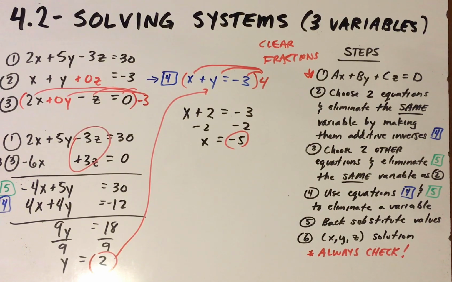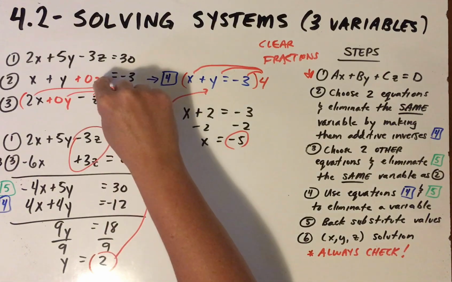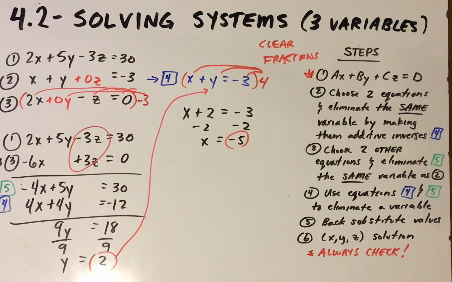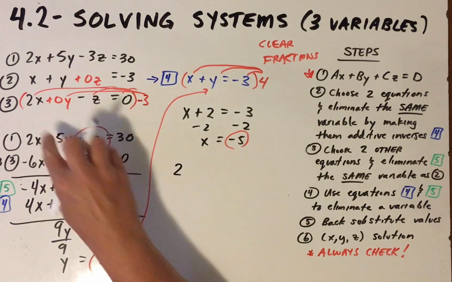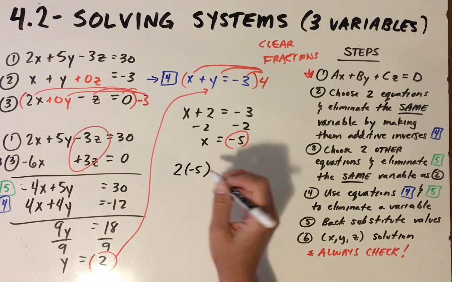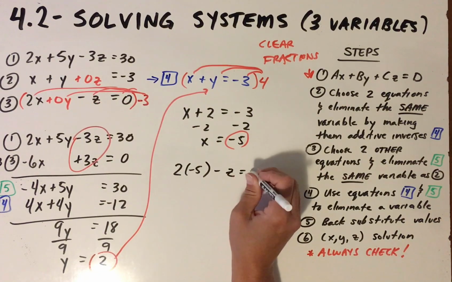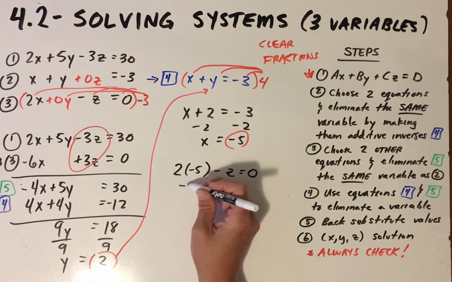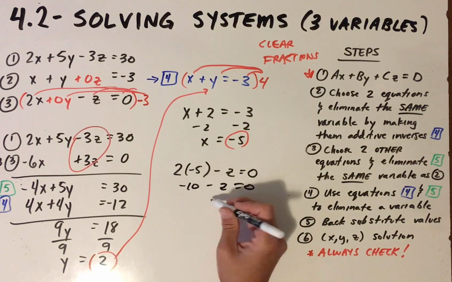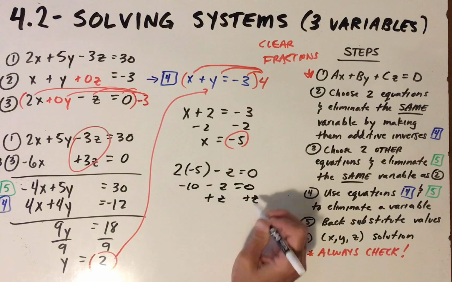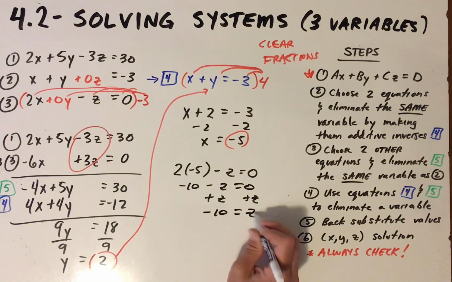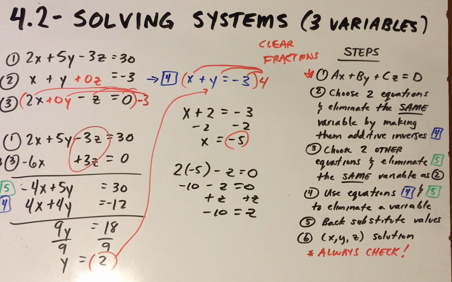So we can plug that back into any original. The problem is if I try to plug it into this original, there is no z, and if I try to plug it into here, there's no y, but maybe that's not a problem. Let's try plugging the x value into equation 3. So in equation 3, I get 2 times x, which is negative 5, minus z is equal to 0. Well that's a negative 10 minus z is equal to 0. If we add z to the other side, then negative 10 is equal to z. Oh, okay, well I got the value there.